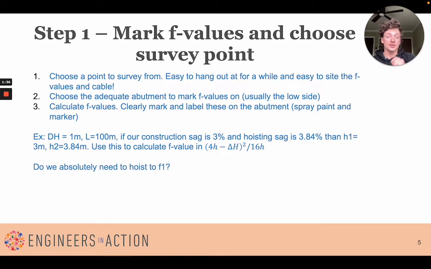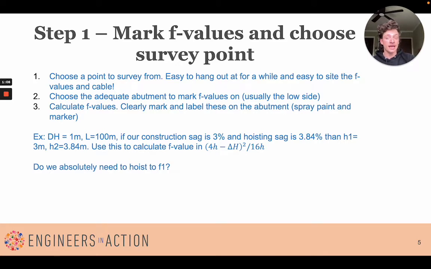All right, so step 1 is going to be to mark our F values and choose the survey point. So we want to choose a point to survey from that's easy to hang out and easy to sight the F values and the cable. Ideally, we can set up both auto levels here 1.1 meters apart. Because to be honest, it's more important that the cables are 1.1 meters apart and level to each other than it is that you're a centimeter or 2 off on your F value.